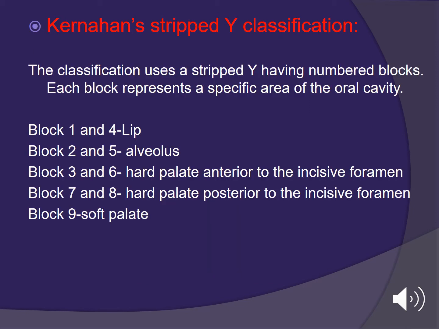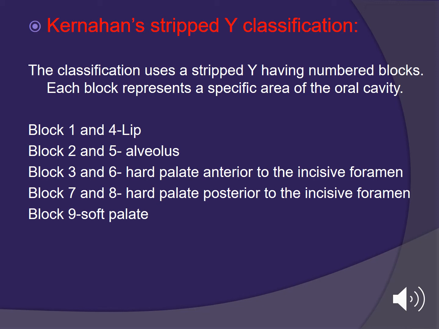The next one is the Kernahan striped Y classification. This is another symbolic classification, which was invented by Kernahan and Stark. The classification uses a striped Y having numbered blocks. Each block represents a specific area of the oral cavity. So, block 1 and 4 is lip, 2 and 5 is alveolus, 3 and 6 is hard palate anterior to the incisive foramen. Block 7 and 8 is the hard palate posterior to the incisive foramen. Block 9 is soft palate.